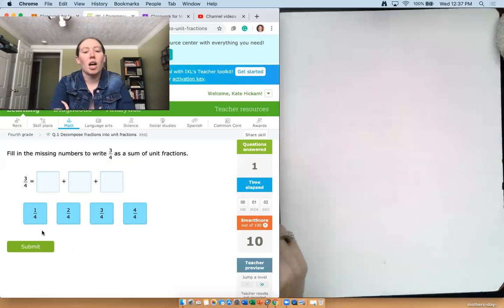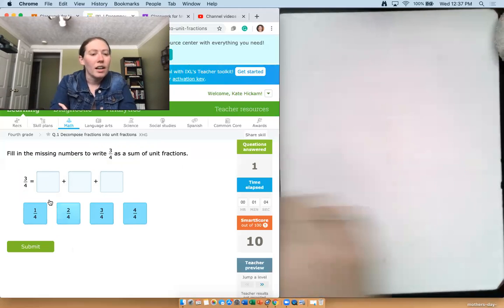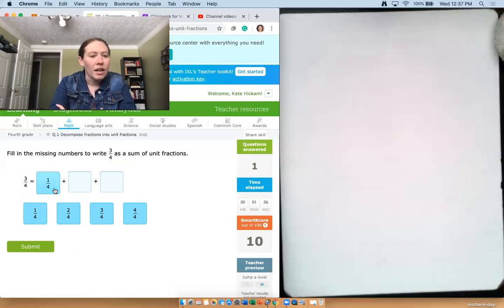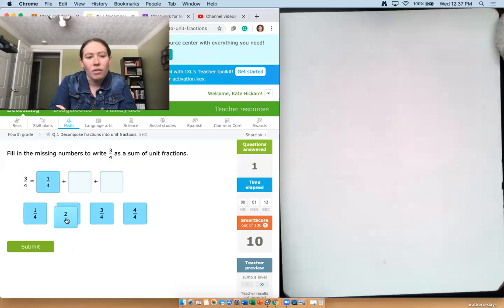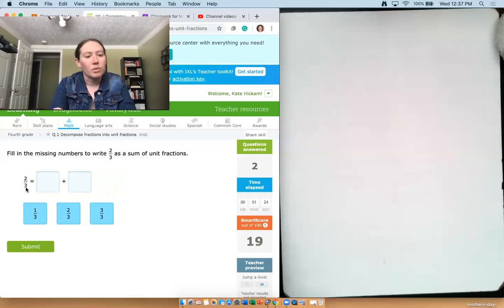This time I have 3/4 and 3 spots. So I know that my denominator stays the same. And if I have 3 spots, I'm not going to do 1/4 plus 2/4 because then I have a leftover spot. So I'm going to do 1/4 plus 1/4 plus 1/4 because my denominator would stay the same and my numerators would add 1, 2, 3. Submit. Okay, 2/3. Denominator's the same. Bring up my 1/3.